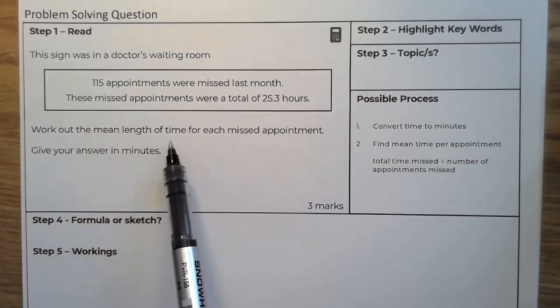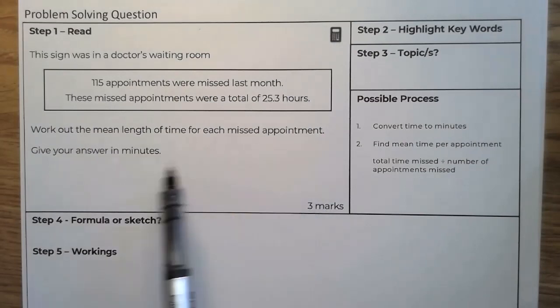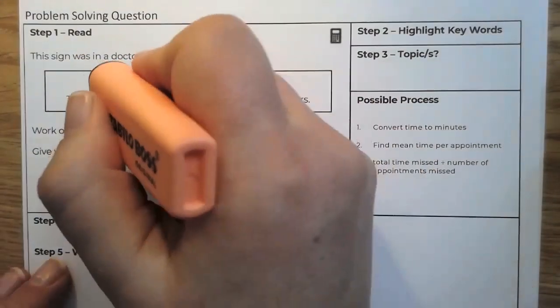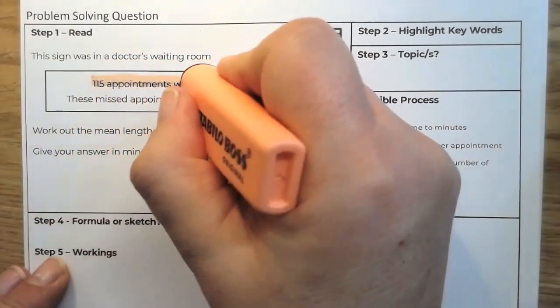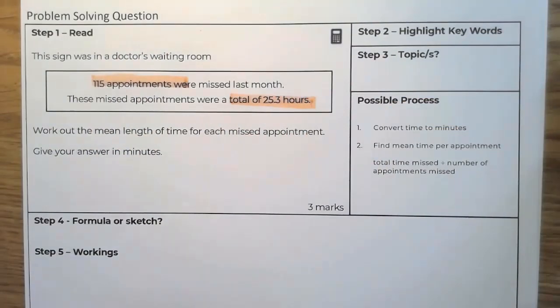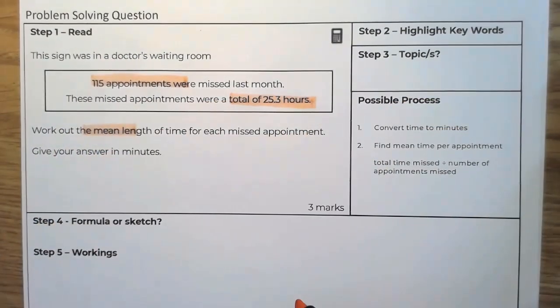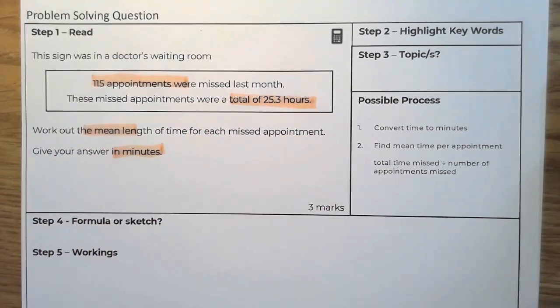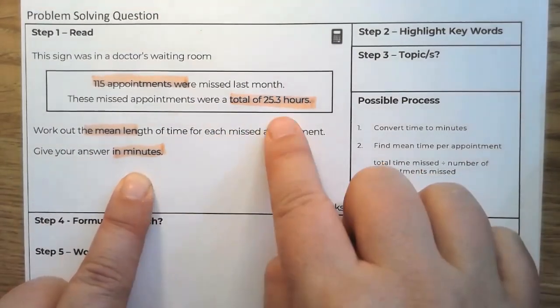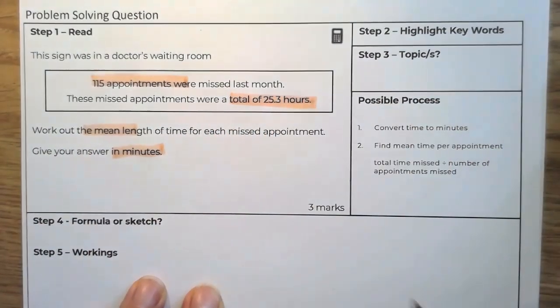Work out the mean length of time for each missed appointment. Give your answer in minutes. It's a 3-mark question. Step 2, we're going to highlight the key words. So for me, 115 appointments, number of hours, we're looking at mean length, and we need the answer in minutes at the end. Now, that is minutes and that is hours, so there is going to be a unit conversion, which is what we're going to put in the topics.